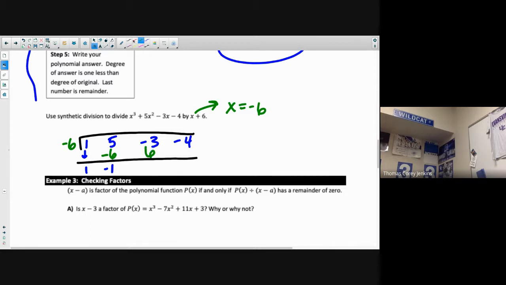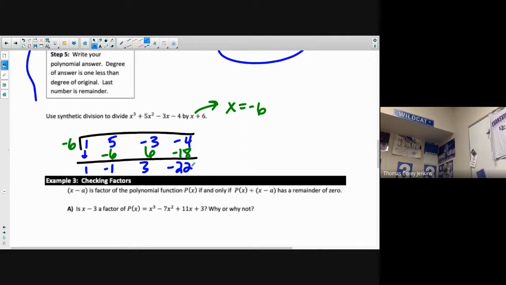-3 plus 6 is +3. -6 times 3 is -18. So we can see now we're not going to have that remainder of 0. So -4 plus -18 is going to be -22.